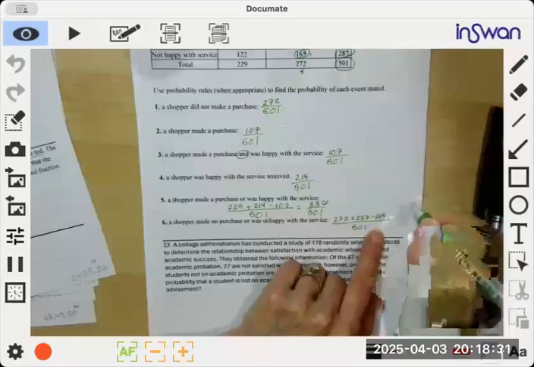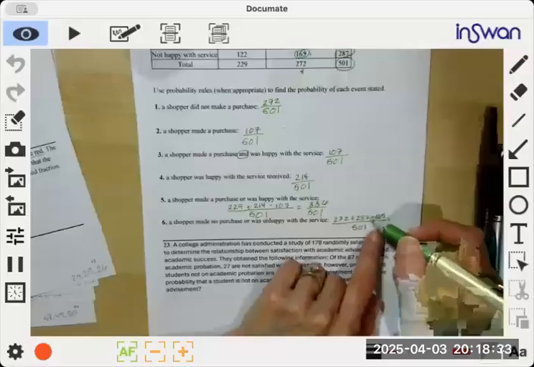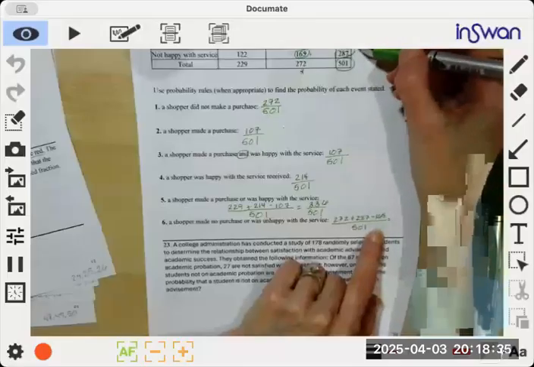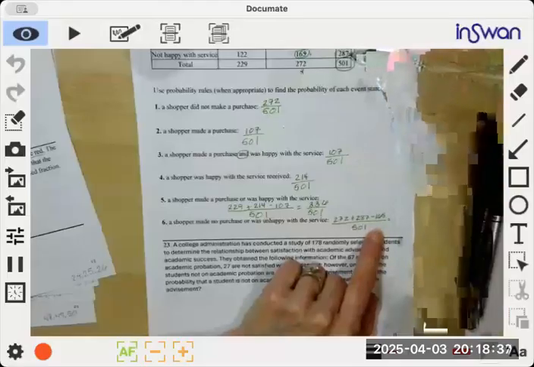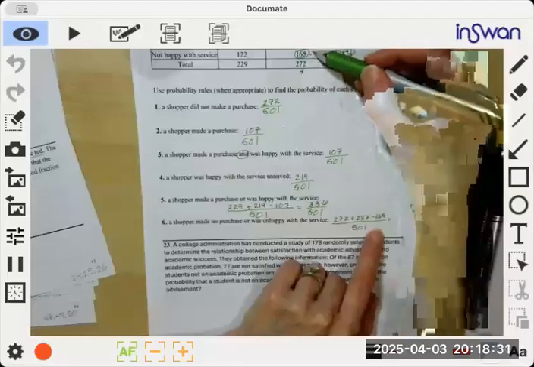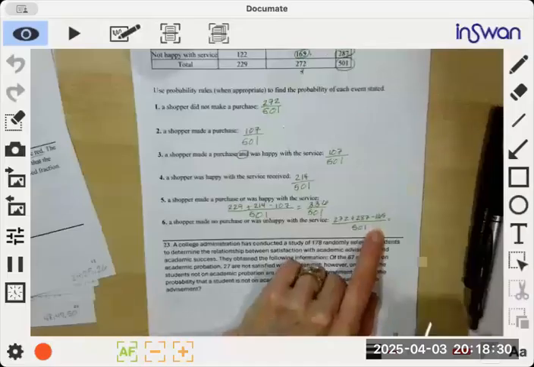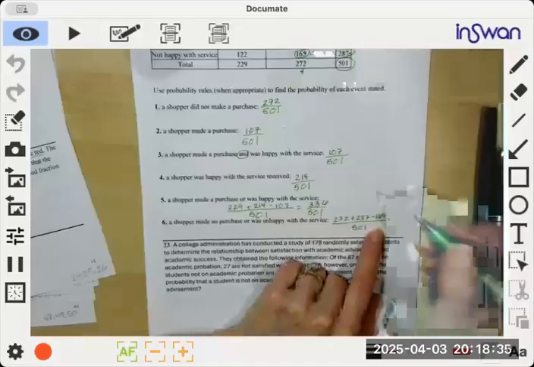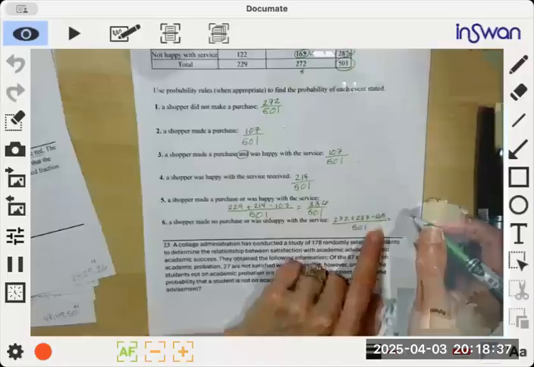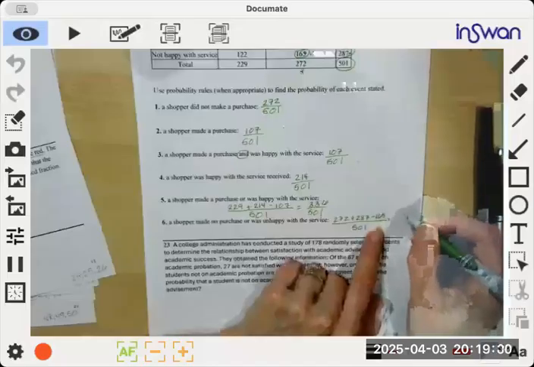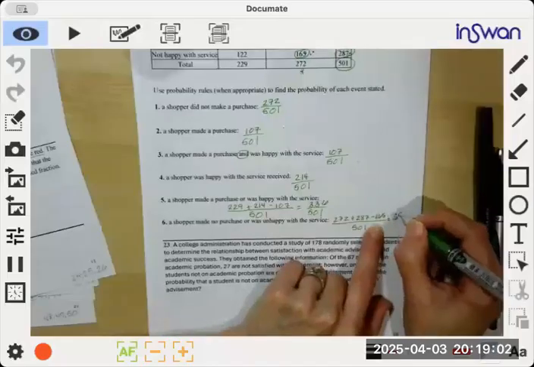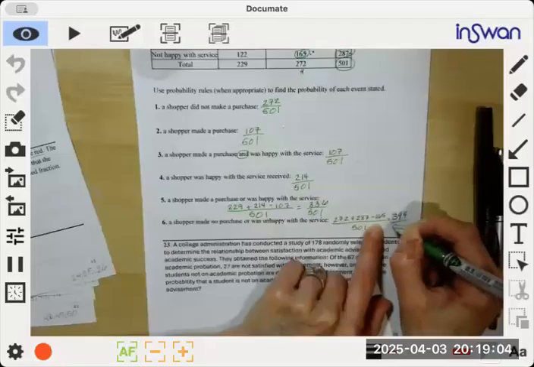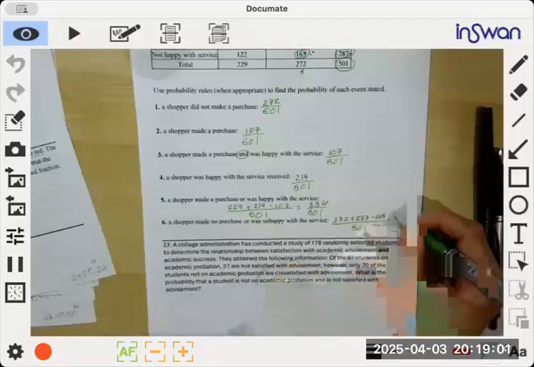So it's 272 plus 122 plus 287, and you're going to subtract 165. And that's 394 out of 501. Okay.